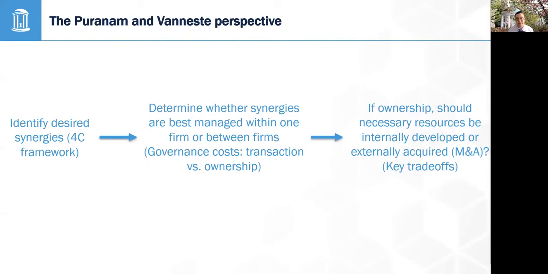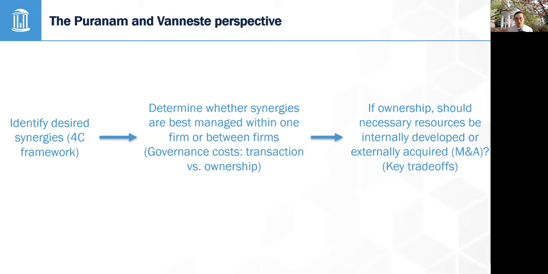There are two different perspectives for thinking about this. One is the Puranam and Vanhaverbeke perspective. This is from the book titled Corporate Strategy that a lot of the frameworks from this course come from. Their perspective is that you start by identifying the synergies you want to create, and then based on those synergies, the governance costs of transacting through the market might be higher or lower than transacting within a firm with ownership costs. So essentially, you start with those synergies and then decide on internal or external organization.